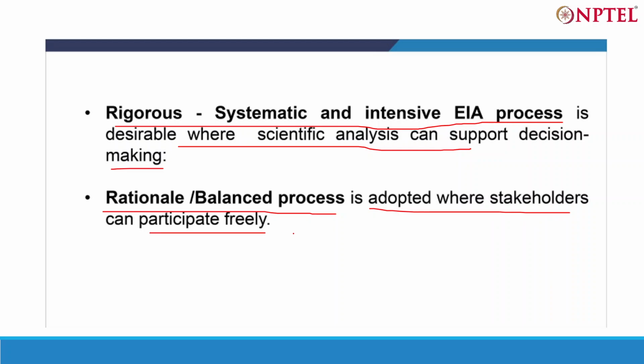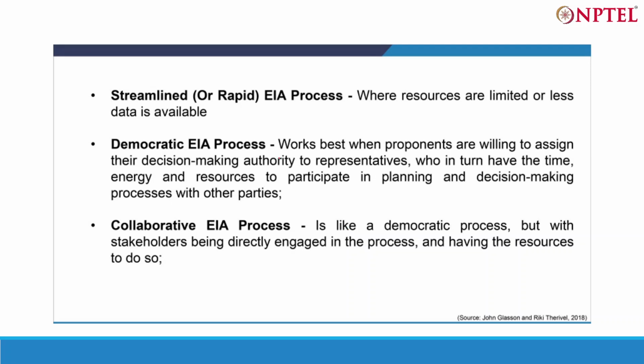So when there is stakeholder participation, where free participation can be there, a rational balanced EIA can be adopted at that time. Then we have the streamlined or rapid EIA process where resources are limited and less data is available. Then we have the democratic EIA process. Similarly, these types of processes are there which you have to look into when you are going for this EIA.